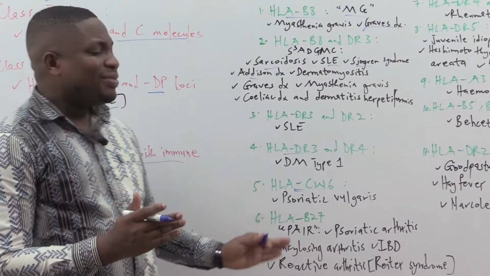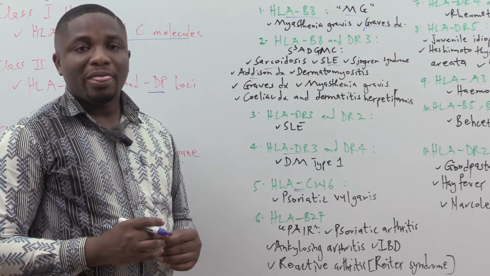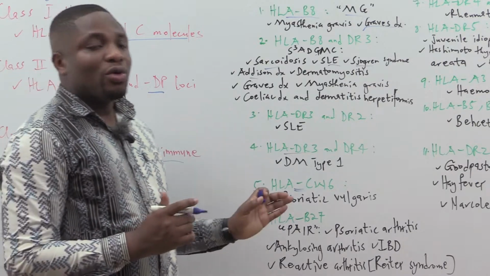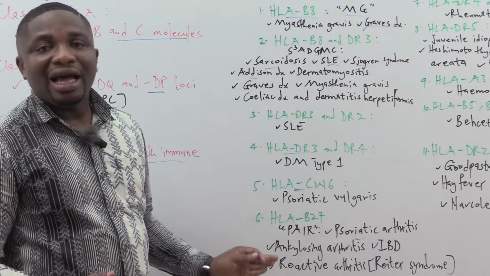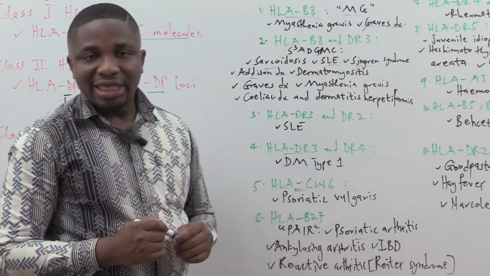For the B27, to easily remember, think of pair. So once you think of a pair of trousers, basically you are referring to the word pair. For the pair, the P will go for psoriatic arthritis. The A, ankylosing arthritis. The I, inflammatory bowel disease.